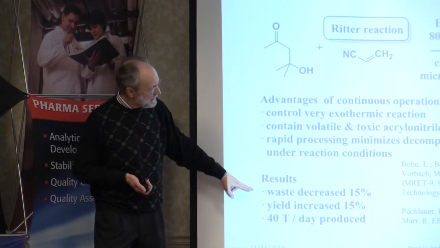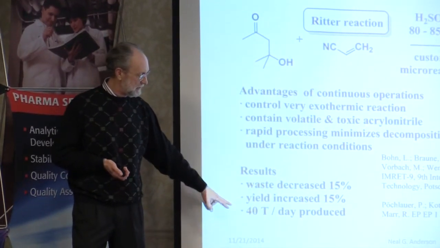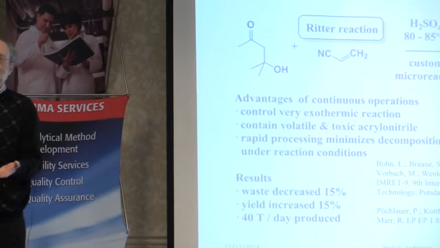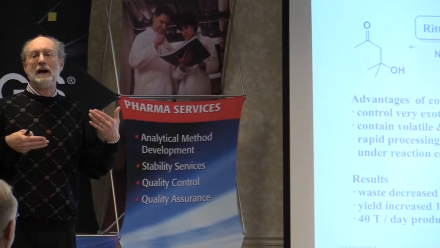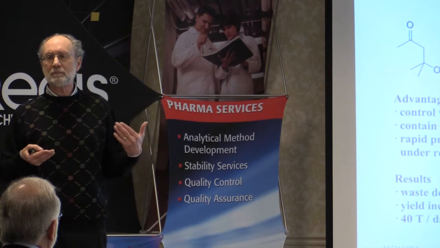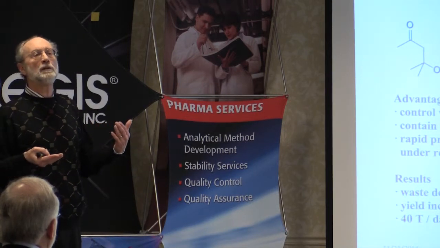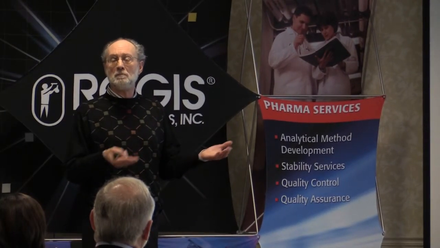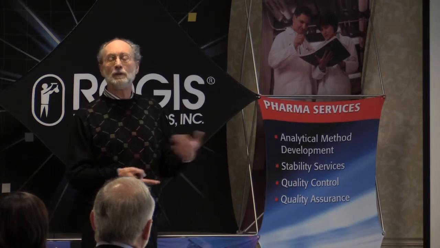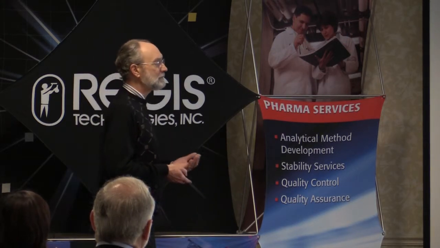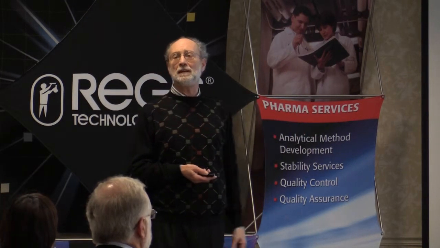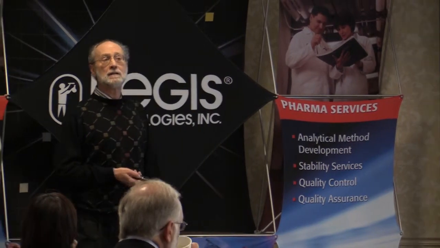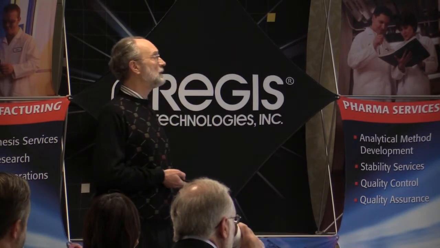But look at this. The waste decreased by 15%. The yield went up by 15%. And they could make 40 tons a day using this microreactor. Now, it's a falling film reactor, which is something that the industry is well familiar with for highly corrosive materials. Toxic acid, for instance, has been made through sulfonation of toluene using a falling film type of reactor. So again, if you have a continuous process that you think might help you, you're probably going to find that there are considerable promises there that can help you.